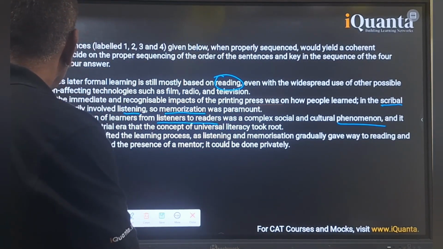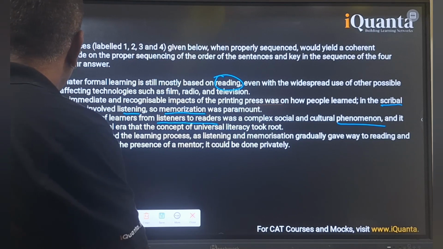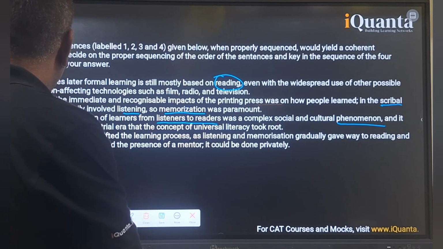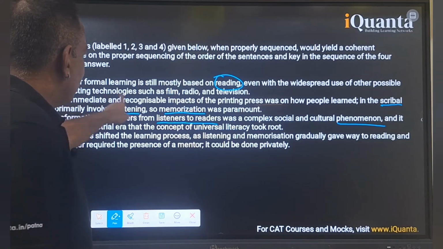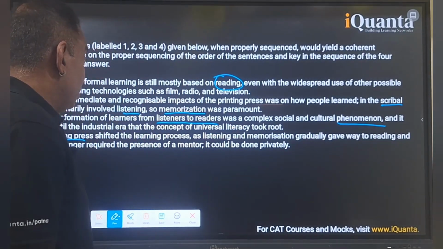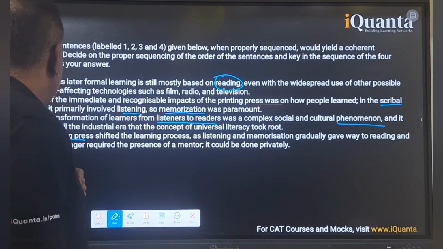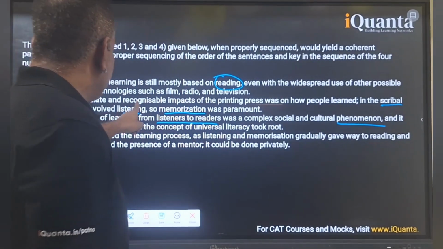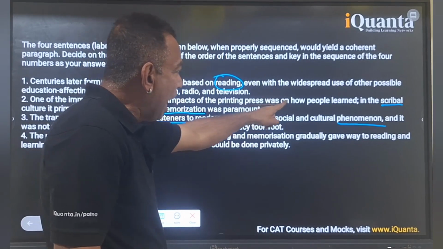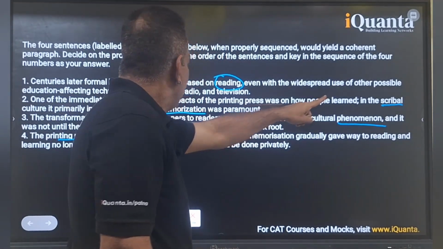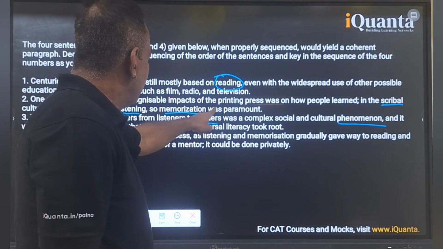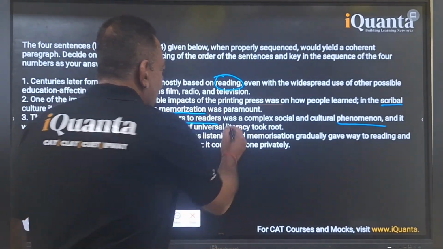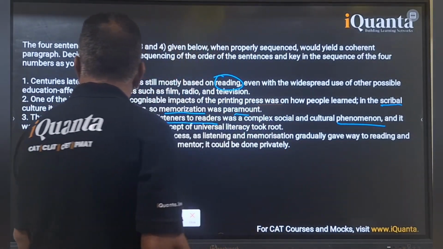So what do we have here? Which one would be first? The one that will be first would be, we are talking first about printing press here, so we'll pick this one as the first sentence. One of the immediate recognizable impacts of the printing press was on how people learned. In the scribal culture, it primarily involved listening or memorization. So memorization was paramount.